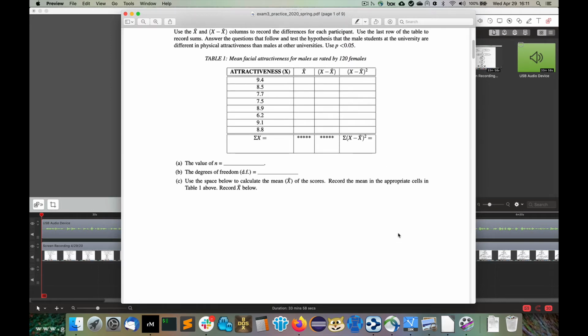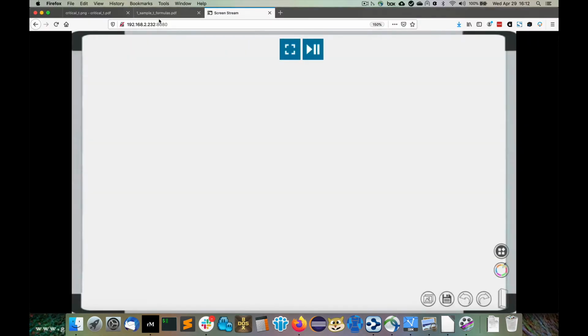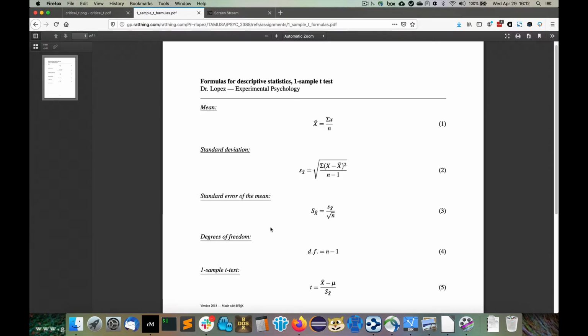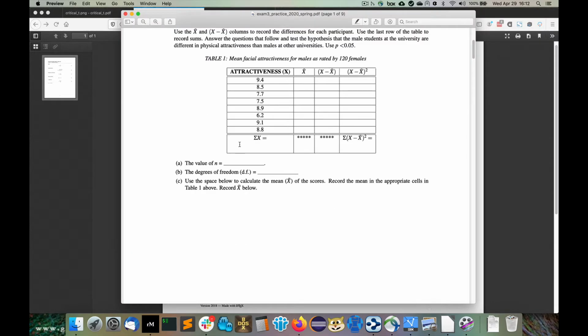We start with the value of n, right here. So n is the number of data points that you have in each condition, the number of subjects in each condition. In this case, it's 8, so you would write the number 8 right here. The degrees of freedom is n minus 1. If you can't remember that, you go to your handy-dandy formula, and there is the degrees of freedom right there, n minus 1 for the one-sample t-test. So n minus 1 in this problem is 8 minus 1, which is equal to 7.